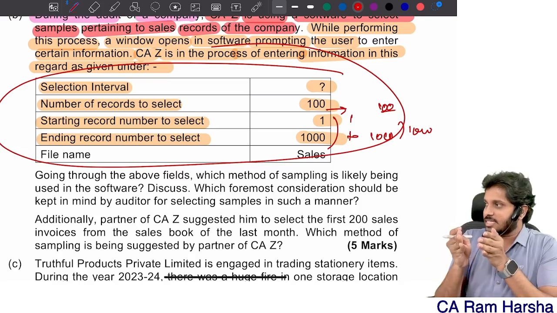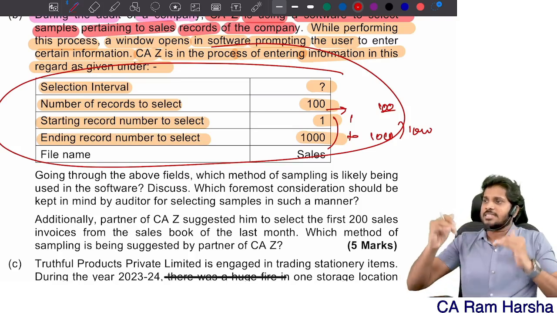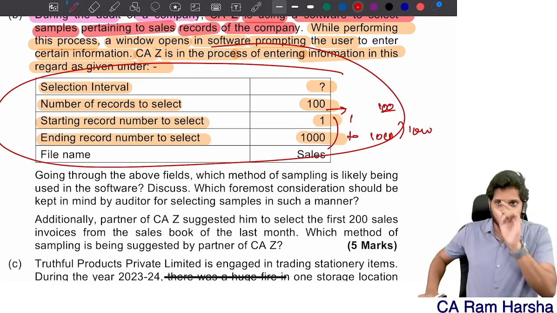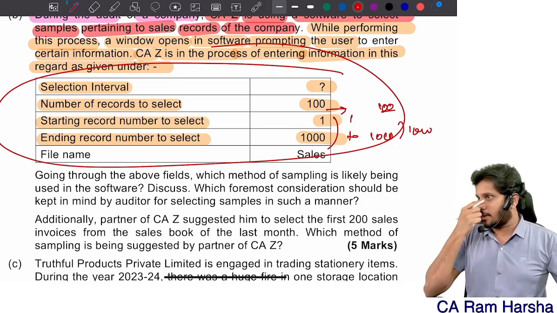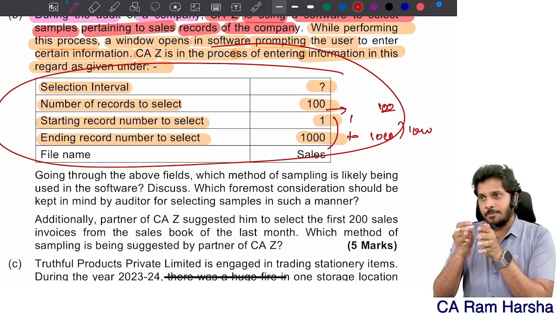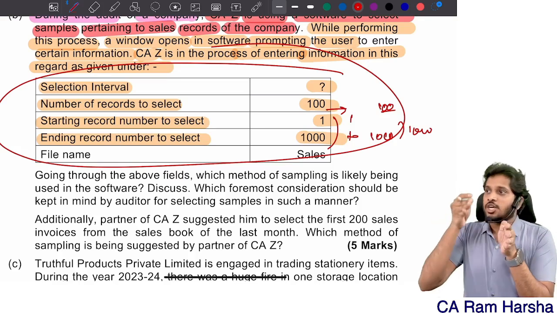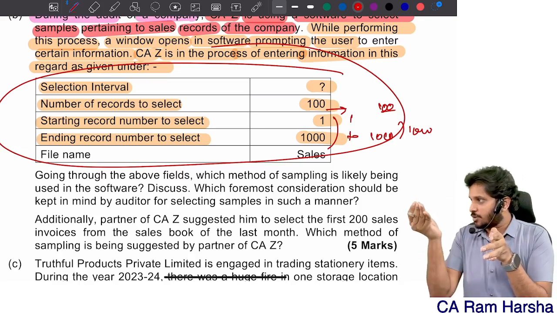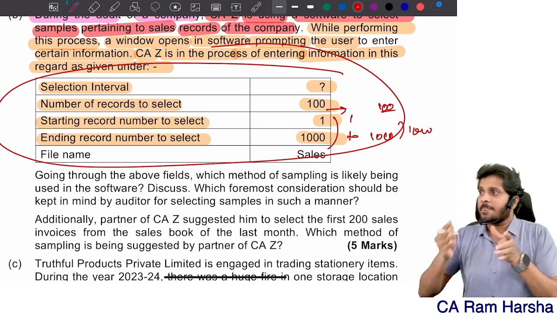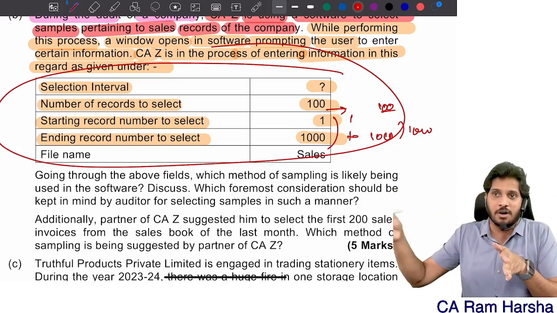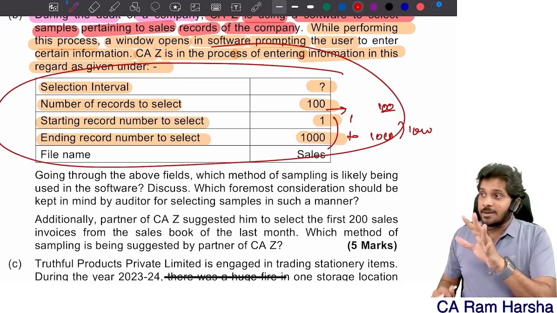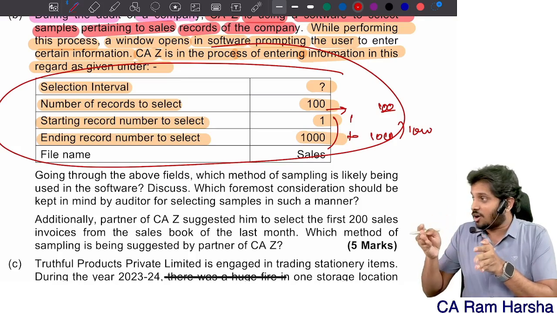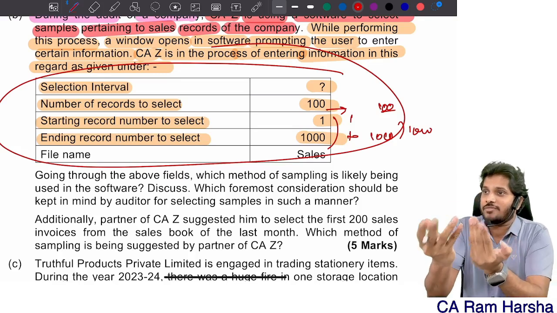The auditor first decides the interval with this formula: population divided by the number of samples to be selected, and you will get the interval. So if the interval is 10, you select the 1st, then the 10th sample, then the 20th, and so on. That could be the invoice number or the voucher number. So you select based on a particular interval, provided the interval shall not reflect a particular pattern of transaction.